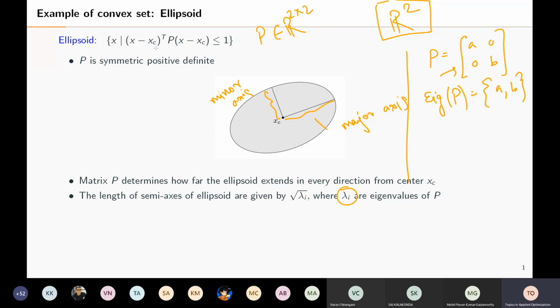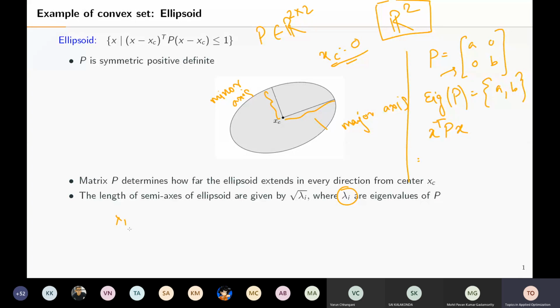Let us say the center is at the origin, because the center doesn't change anything. It has not much to do with axis length. So then what we are talking about is x transpose P x. If you do this, then this is like, again like before, x1.